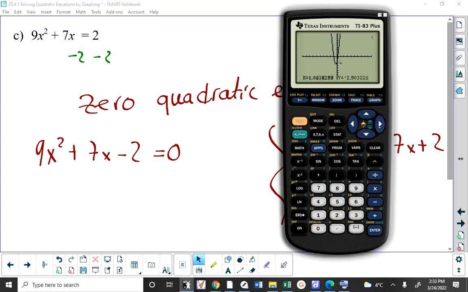By the way, when I went Zoom Standard, my brain said this is an ideal situation for using Zoom Box. The only disadvantage to using Zoom Box is you haven't picked the window setting, so you don't know what the ticks are at. You kind of do.